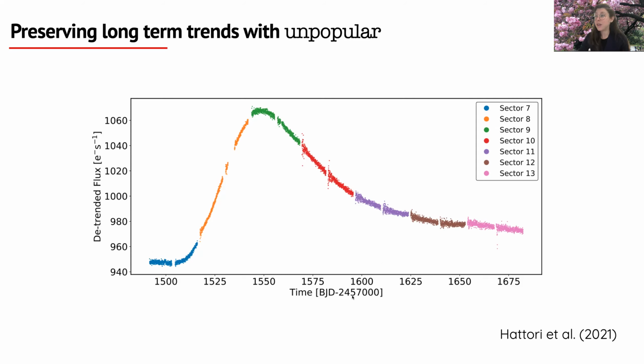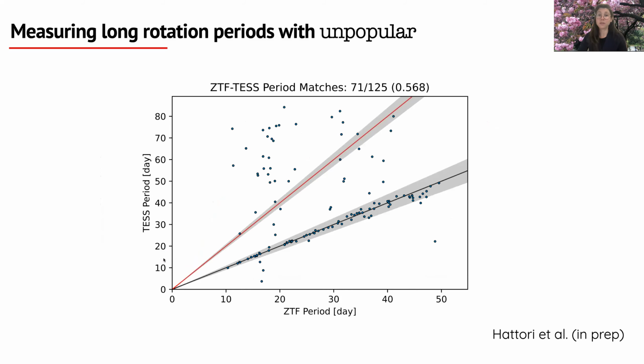Soichiro is continuing to develop this method, Unpopular, a causal pixel modeling method, for measuring long-term periods. And that's what I'd like to show here. So this is a sample of stars that are observed both by ZTF, the Zwicky Transient Facility, and TESS. They're all M dwarfs, chosen because M dwarfs often rotate slowly. This shows the Zwicky Transient Facility period on the x-axis and the TESS period on the y-axis.